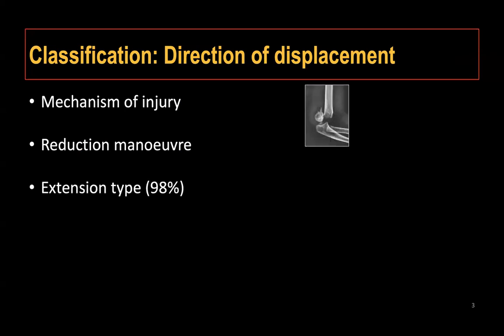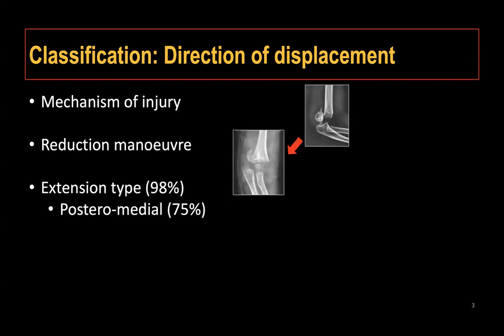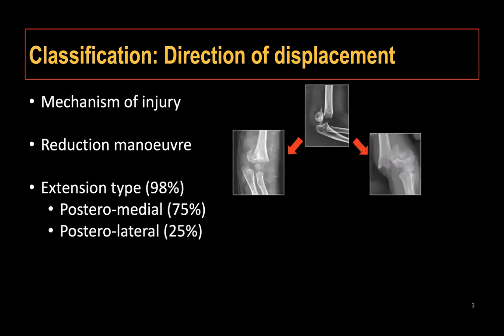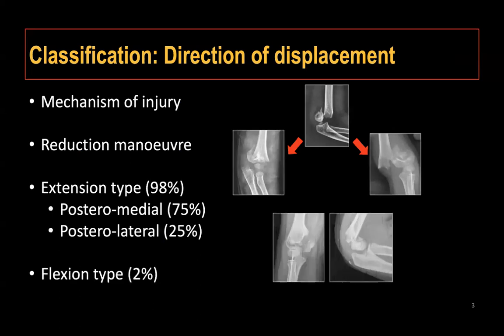So we all are aware that the majority of supracondylar humerus fractures are extension type, where the distal fragment is displaced posteriorly. These are further subdivided into fractures with posteromedial displacement, which are more common than fractures with posterolateral displacement. Flexion type fractures, where the distal fragment is anteriorly angulated or displaced, are extremely rare.